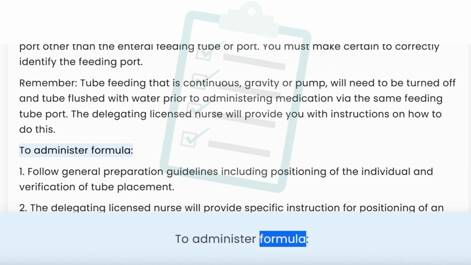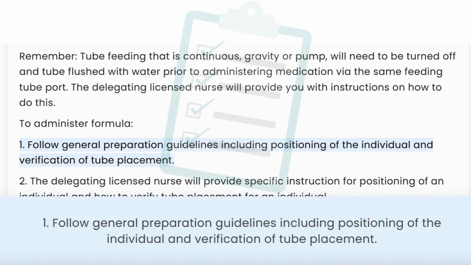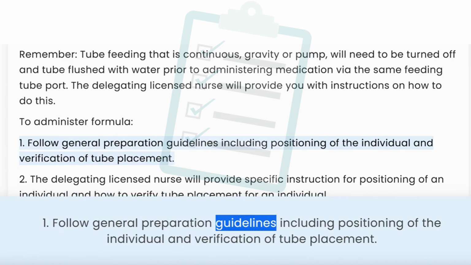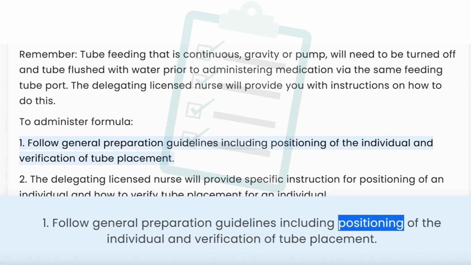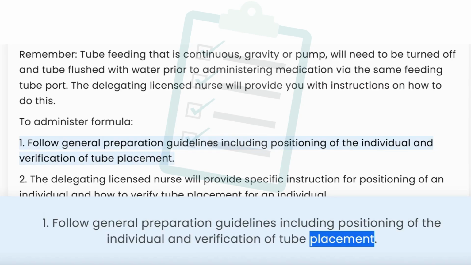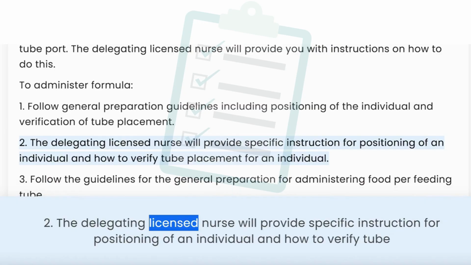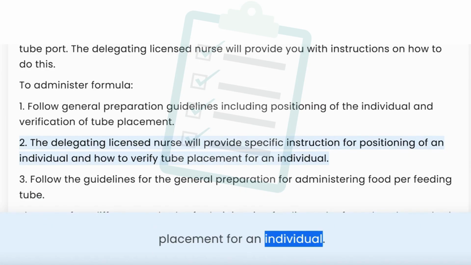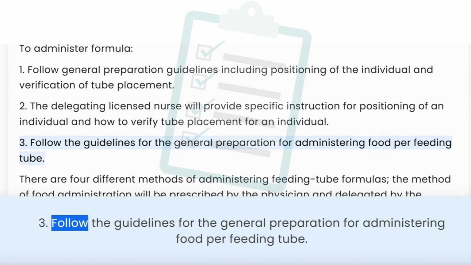To administer formula: 1. Follow general preparation guidelines, including positioning of the individual and verification of tube placement. 2. The delegating licensed nurse will provide specific instruction for positioning of an individual and how to verify tube placement for an individual. 3. Follow the guidelines for the general preparation for administering food per feeding tube.